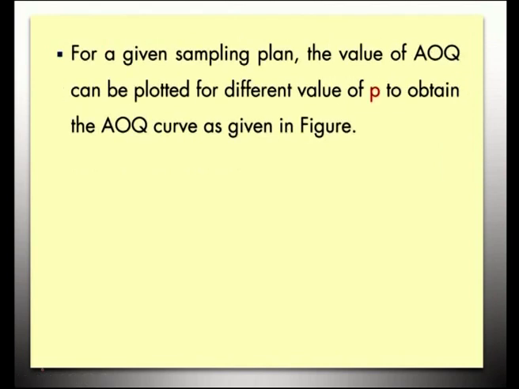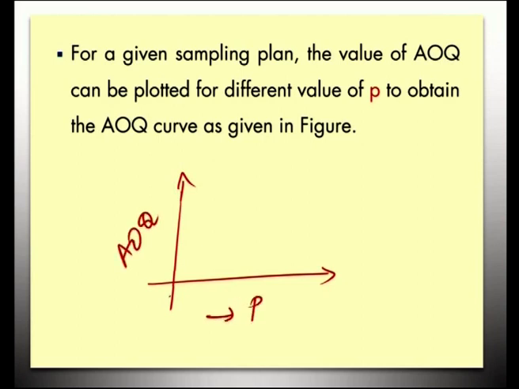And for a given sampling plan, the values of AOQ can be plotted for different values of P to obtain the AOQ curve as given in the figure. This is AOQ, and it goes like this, and this particular level is called AOQL, that is, average outgoing quality limit.